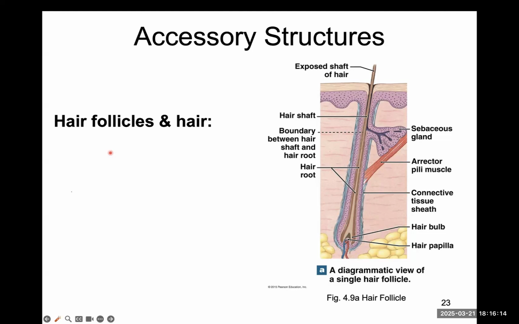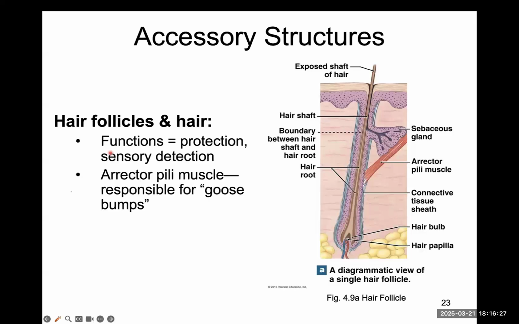If you were fighting, you want to make your hair stand up because if you're fluffed up, it'll make you look bigger and the opponent might think you're bigger than you actually are and they might say, oh, I don't want to fight you. So that's going to be the function of the erector pili muscle. It's responsible for goosebumps, making the hair stand up, and hair also functions to provide protection and sensory detection. And when the erector pili muscle pulls on the hair, it gives you goosebumps.